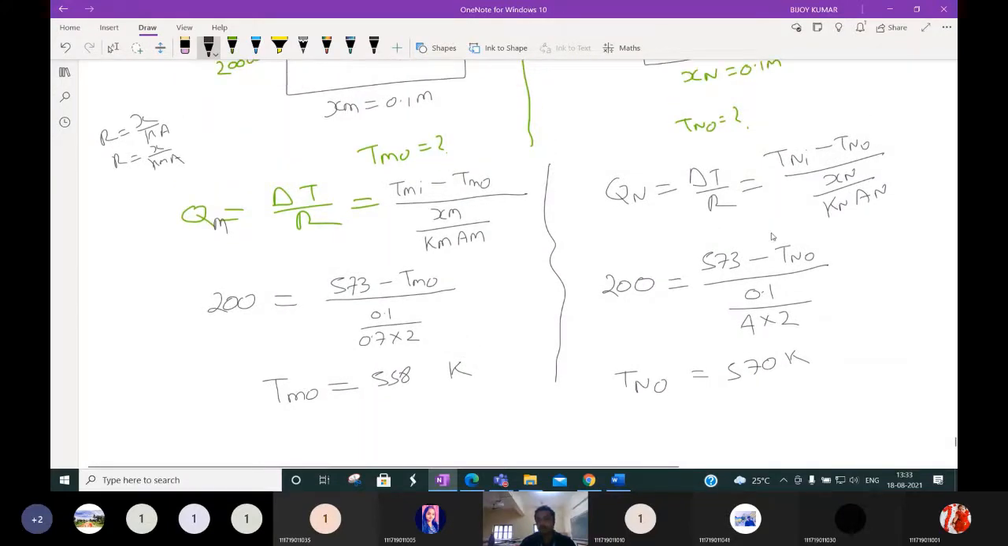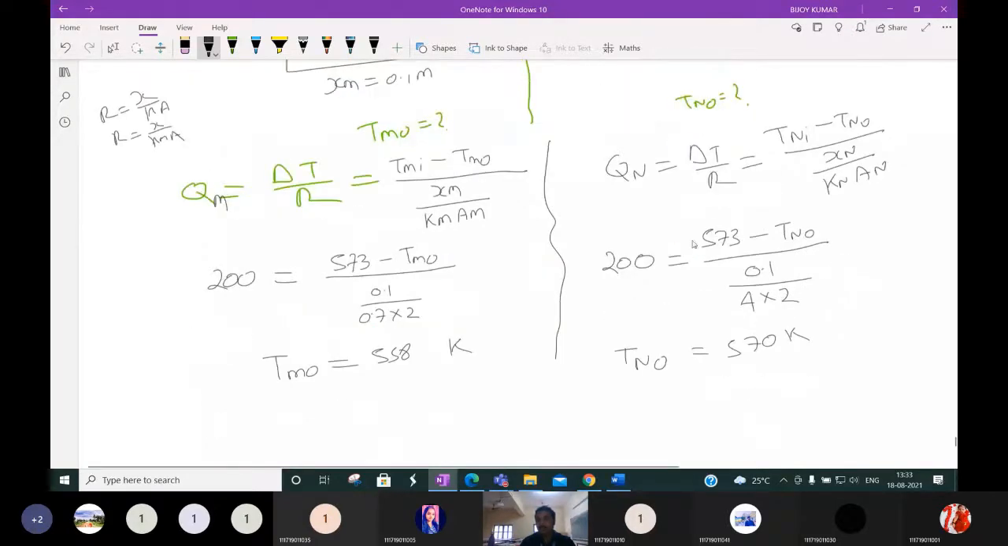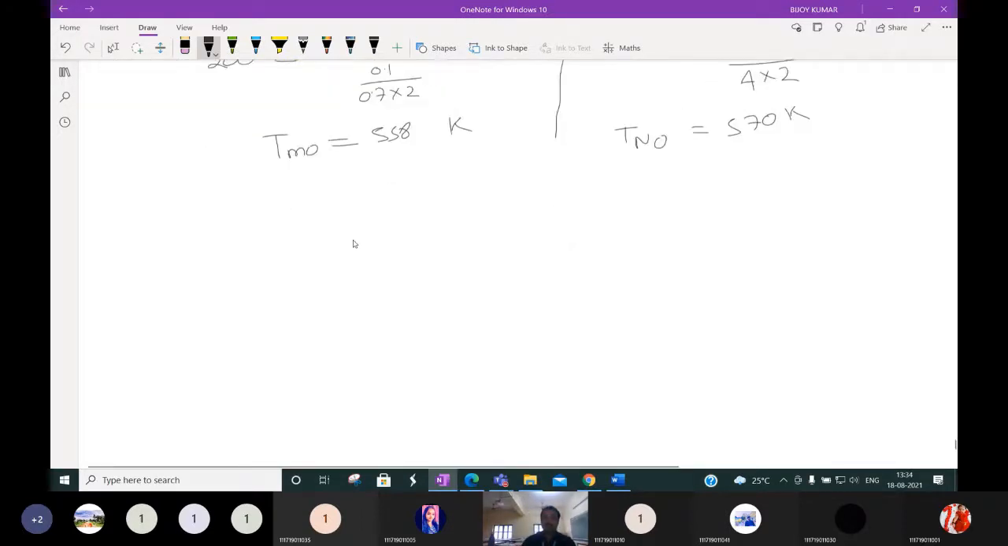Here also it is the same problem. All the things are equal to wall M. The only difference is that the thermal conductivity is different. And for the same case, TNI minus TNO equals Q into Xn by Kn into An. If you put everything in, we get TN as 570 Kelvin. Okay, so what we observe till now is this.